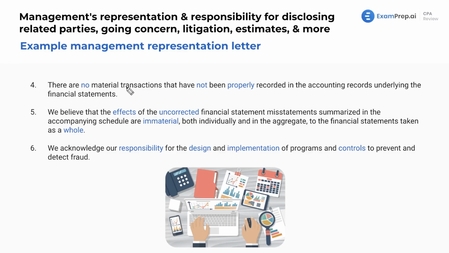There are no material transactions that have not been properly recorded. We believe the effects of uncorrected misstatements summarized are immaterial. That's pretty good there. We acknowledge our responsibility for internal controls. That is a key point that management takes responsibility for.